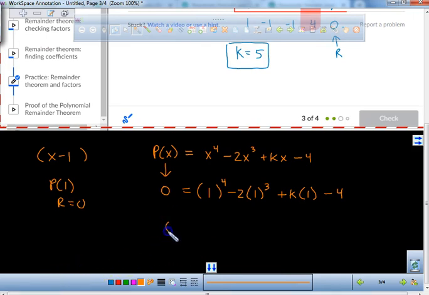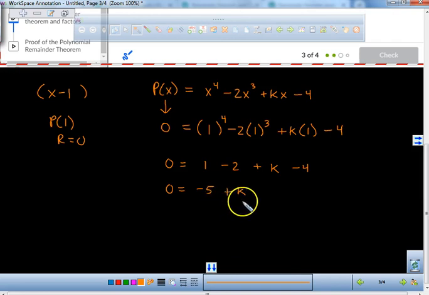So now we're just going to evaluate it. 0 equals, now 1 to the power of 4 is still just a 1. Okay? 1 to the power of 3 is also still just a 1, but what's it being multiplied by? Negative 2. So put 1 minus 2. Plus k times 1 is just k minus 4. So we just got to add some like terms together. It'll be very, very easy. I got a 1 minus a 2 minus a 4. So negative 2, negative 4, that's negative 6 plus 1 is a negative 5. So put negative 5. You can always use a calculator, right? 1 minus 2 minus 4 still gets you negative 5.